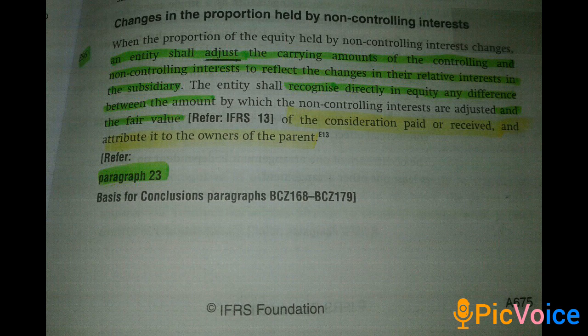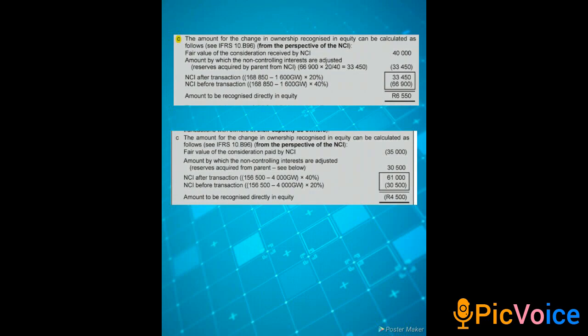by the NCI changes, an entity shall adjust the carrying amount of the controlling and the NCI interest to reflect the changes in their relative interest in the subsidiary. The entity shall recognize directly in equity any difference between the amount by which the NCI are adjusted and the fair value of the consideration paid or received and attributed to the owner of the parent.